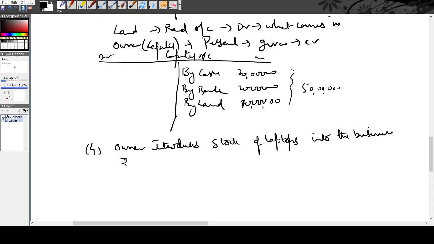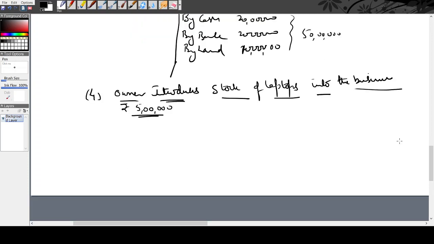Let us say rupees worth 5 lakhs. The owner is already having some laptops. Now it will take some time for the laptops to be manufactured and sold. So till the time, he is having some laptops already with him, and now he wants to put them into the business as capital. So what is the entry you are going to record?